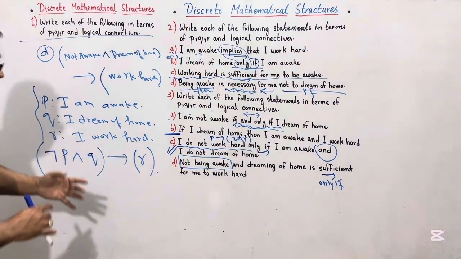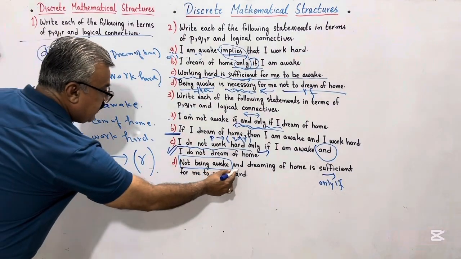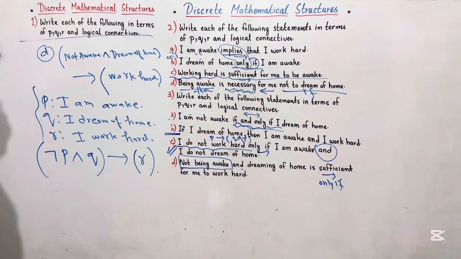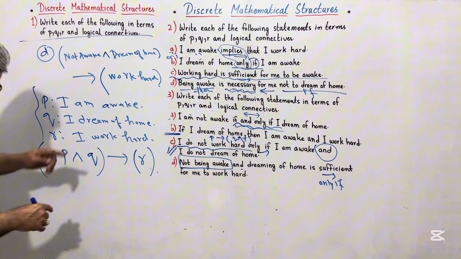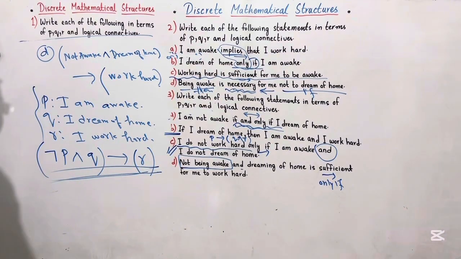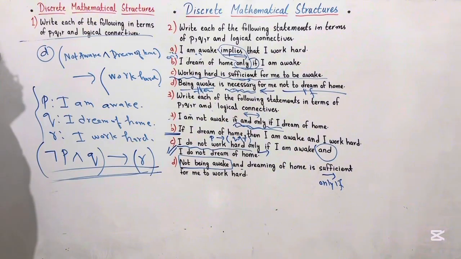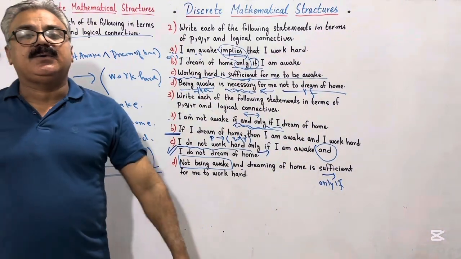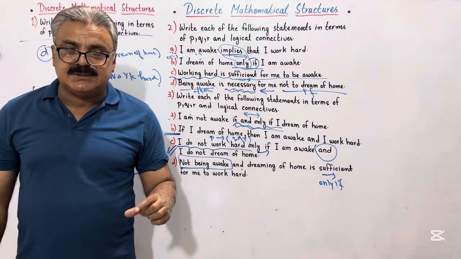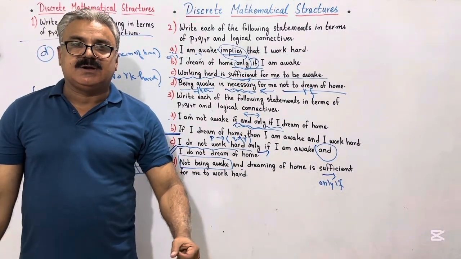How to connect it? Not being awake, negation of P, and dreaming of home, Q. Sufficient means implies. Work hard means R. Negation of P and Q implies R. That's my tiny effort to explain to you how logical connectives connect the simple sentences to deal with such type of proposition. Next.